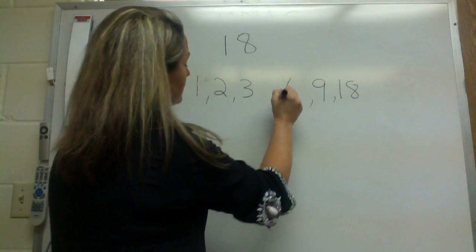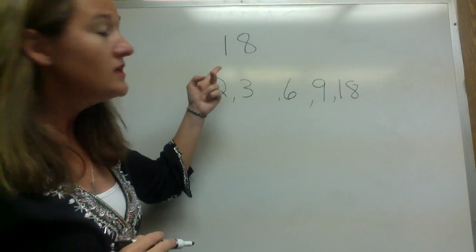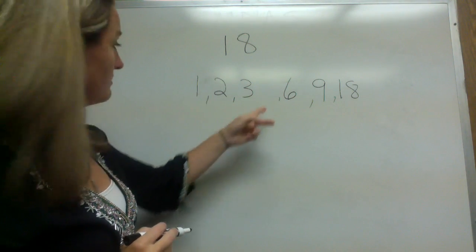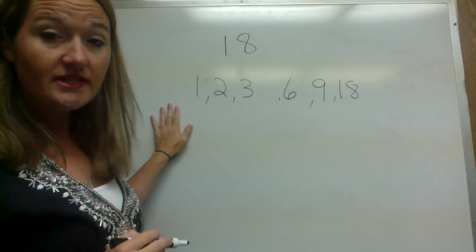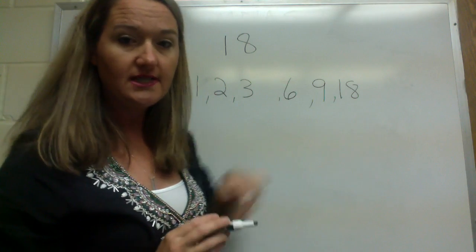So we're kind of going in. There's not a whole lot of numbers in between. Is 18 divisible by 4? No. Is 18 divisible by 5? No. And then we're right at 6. So 18 has 6 factors: 1, 2, 3, 6, 9, and 18.